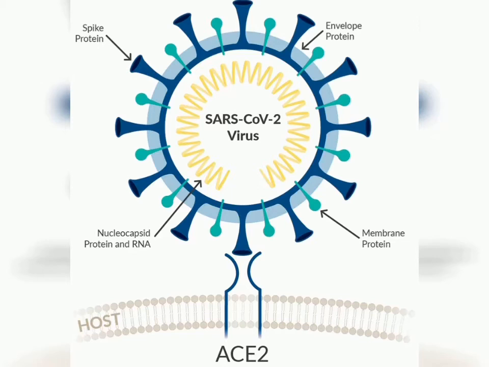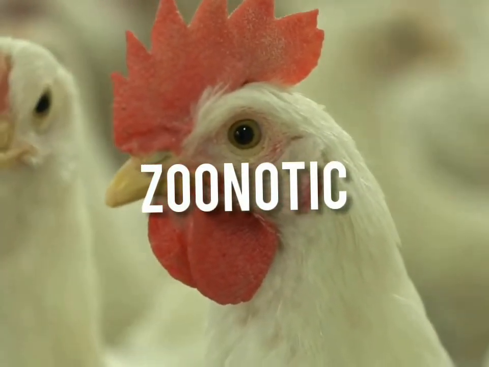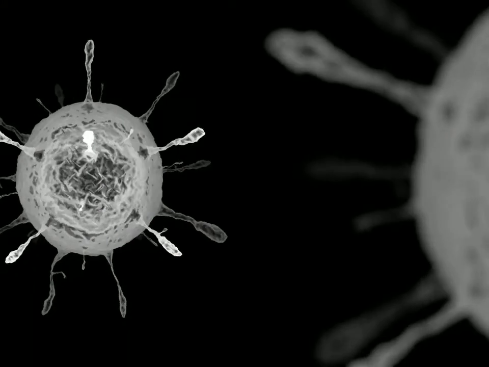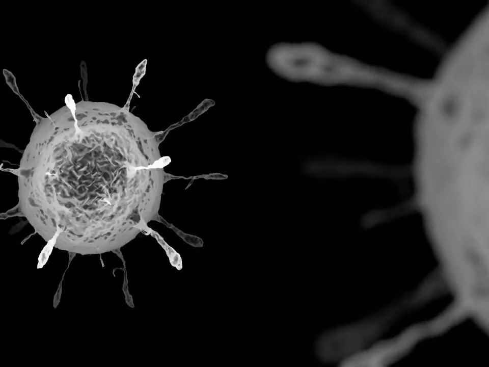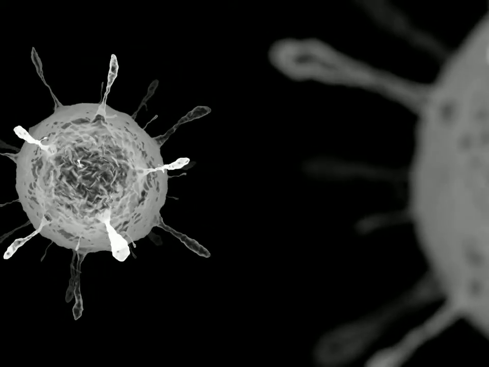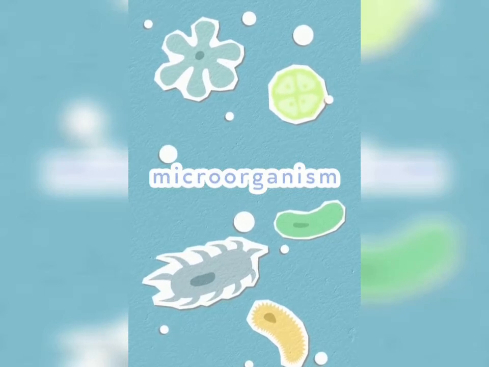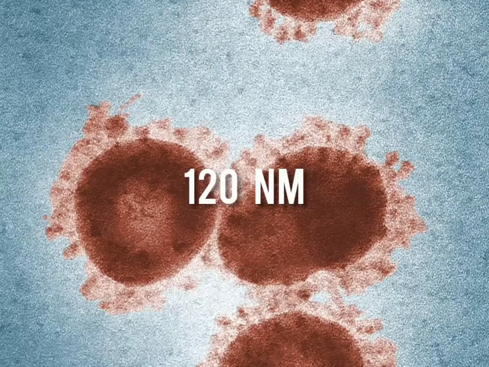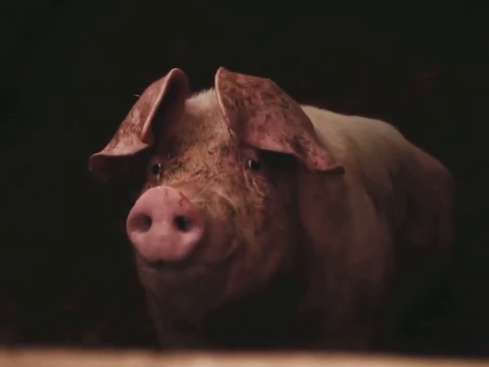This virus is also known as a zoonotic virus, meaning it can infect humans from animals. As I had mentioned before, spike proteins help the virus to enter a human cell. Without the spike proteins, they cannot enter a human cell or any cell and cannot multiply. A microorganism is measured in nanometer. The virus has a diameter of 120 nanometer.